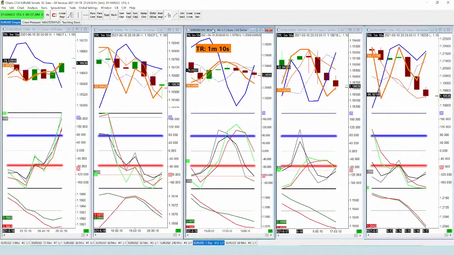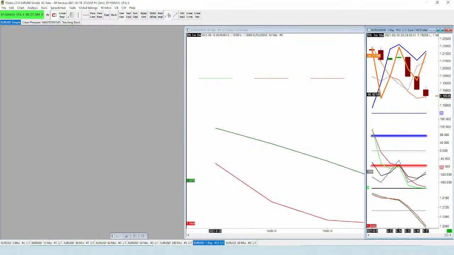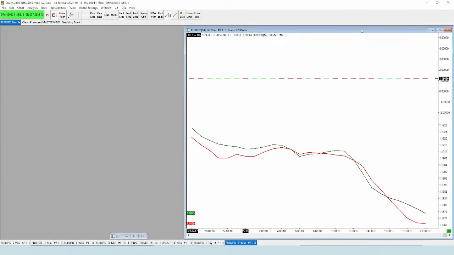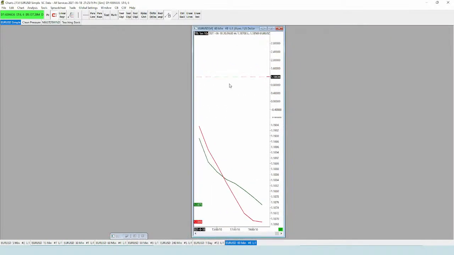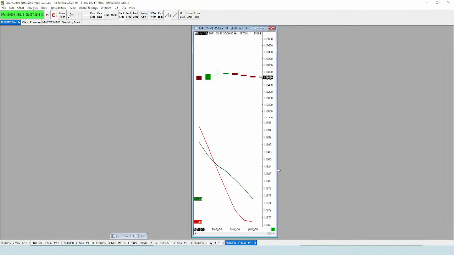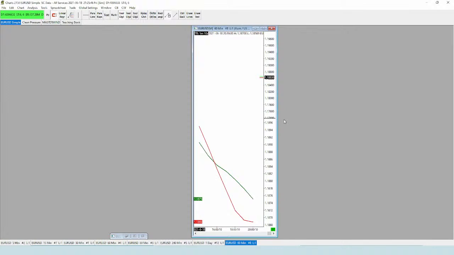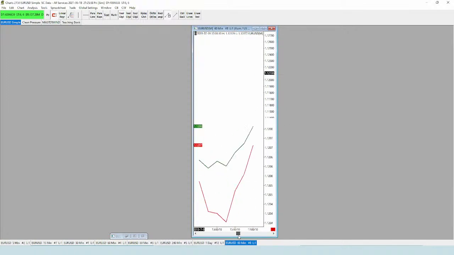Okay, so let's look at just the 60-minute. Let me just tighten this up a little bit. So we're going to look at just the 60-minute. Now I'm going to get rid of these candlesticks because I want to just focus on pressure. So we have no candlesticks. All we're looking at is the pressure indicator. Let's just go back somewhere.